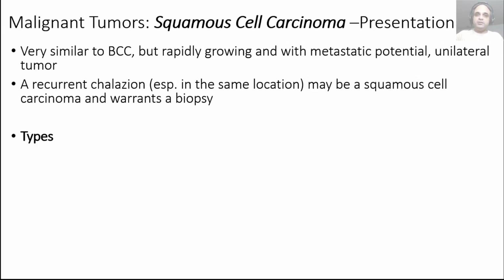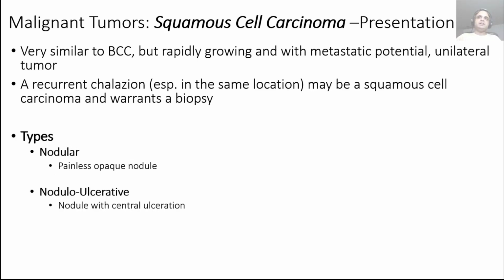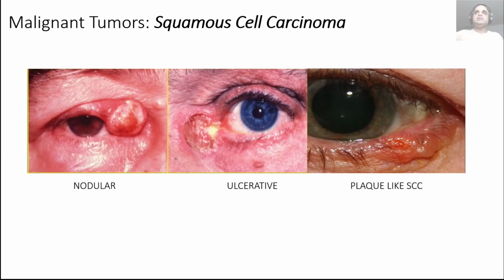The presentation is also very similar to basal cell carcinoma, with the difference that this is a more rapidly growing tumor. It has metastatic potential. And again, just like with basal cell carcinoma, a recurrent chalazion may be masquerading as a squamous cell carcinoma. There are again three types: a nodular type, which is a painless opaque nodule; a nodulo-ulcerative type with nodule and a central ulcer; or a plaque-like form in which you have a diffuse thickening of your eyelid skin. This is a nodular type, this is an ulcerative type, this is a plaque-like type.